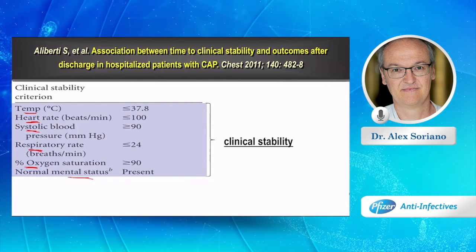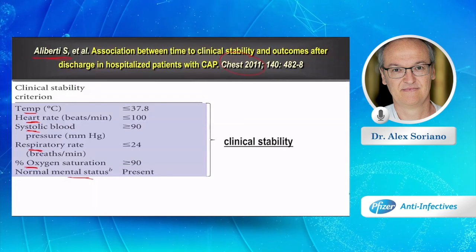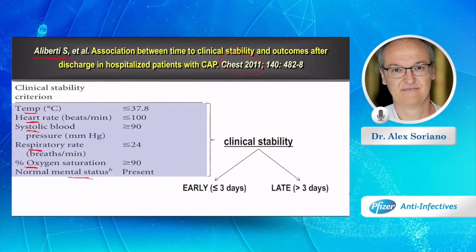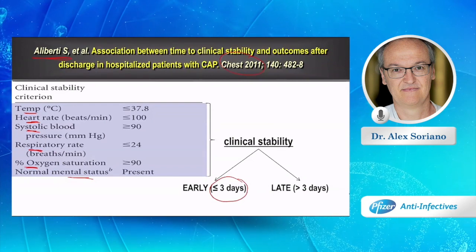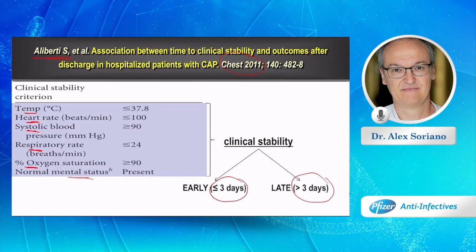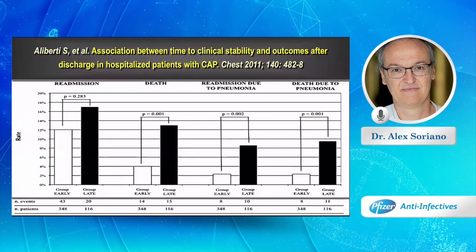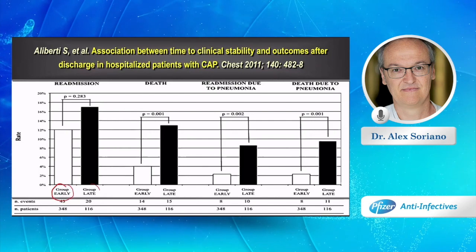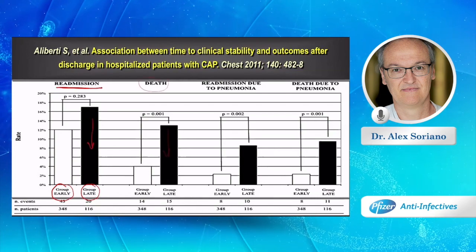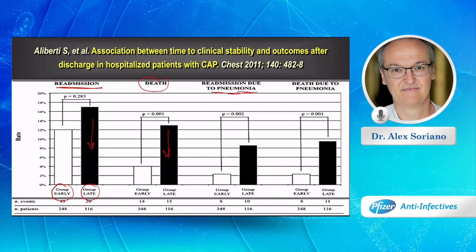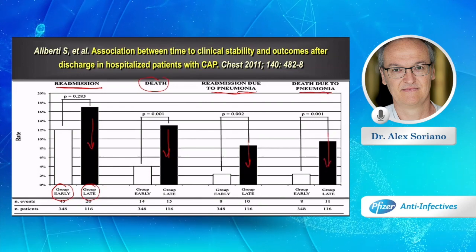But how fast should this clinical stability be achieved? In CHEST, this important group working on pneumonia for so many years defined that the early stability, the one obtained within the first 3 days, is very important for the final outcome of the patient. Those patients who achieve stability later than 3 days have significantly more complications in the future. Indeed, in this paper, they compare patients who achieve stability early or late. They evaluated the rate of readmission, significantly higher in this group, specifically for problems associated with pneumonia, and death directly related to pneumonia, again higher in this group.